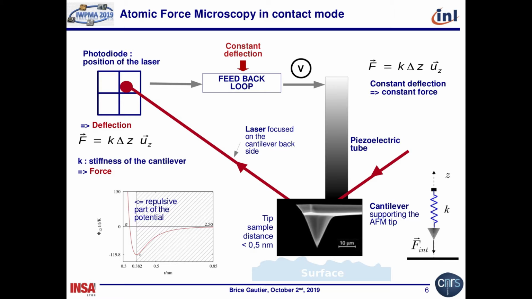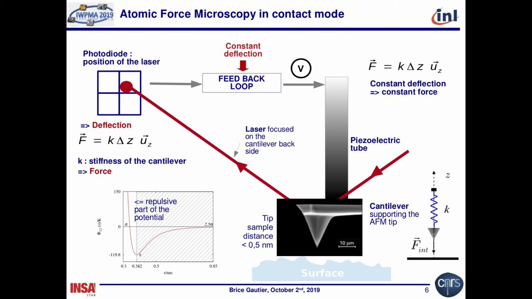And the force is measured through a laser, which is focused on the rear of the cantilever and reflected towards a photodiode. This photodiode is at the origin of the measurement of the deflection. But this is, as I will say on Friday, not really a position measurement. It's an angle measurement. Because every time the lever is approached sufficiently close to the surface, the lever bends, and the laser is reflected according to this bending.